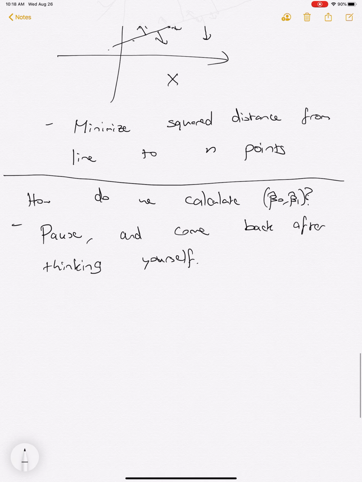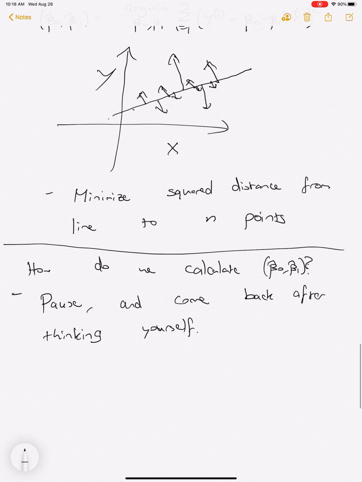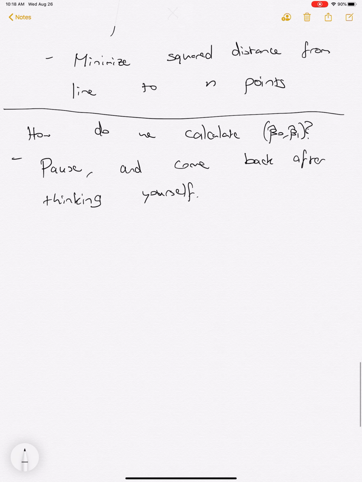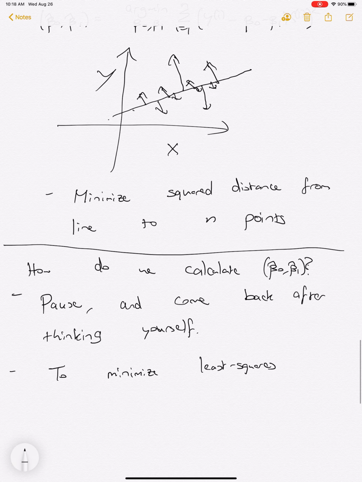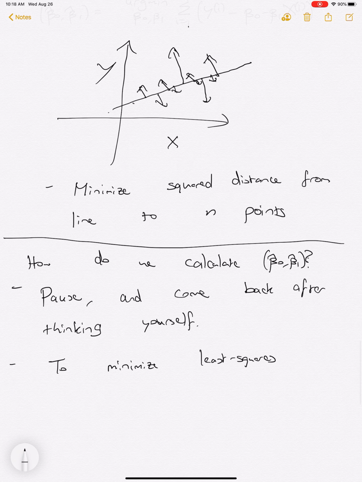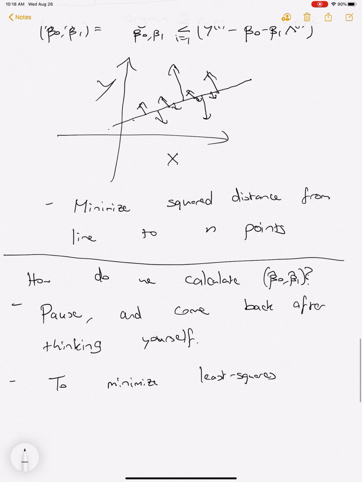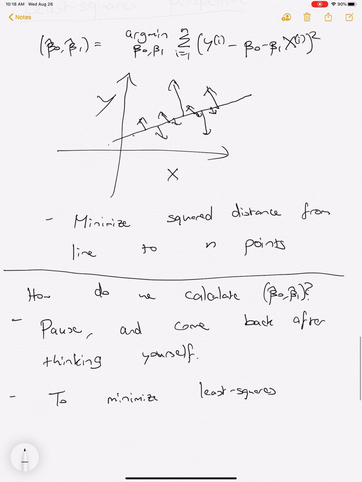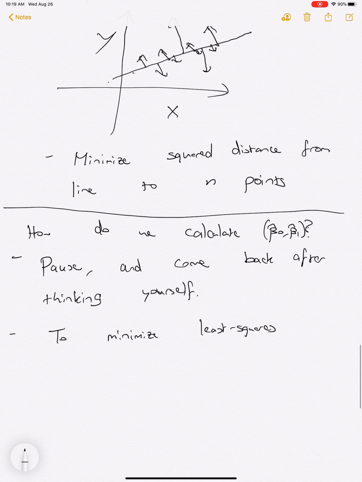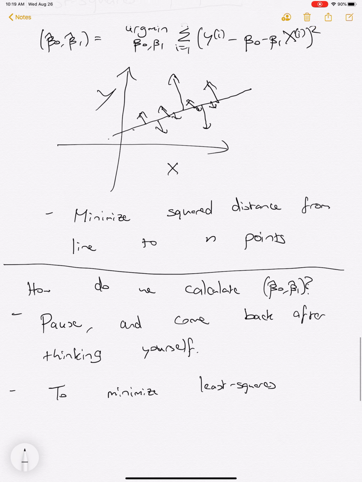Okay, so hopefully you've had a chance to stop and think about this. So this is hopefully simple enough, and you just think about, to minimize least squares, what you basically do is it's just a calculus problem. So we want to differentiate and set to 0. So to do that, we basically just differentiate with respect to beta 0 and with respect to beta 1.